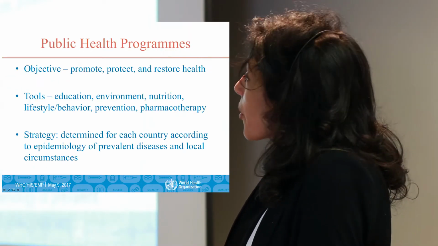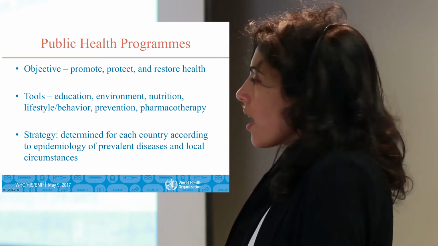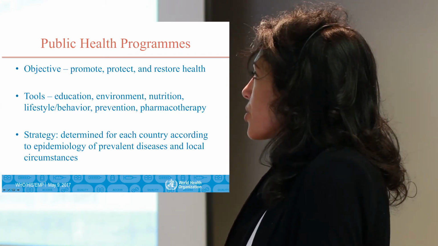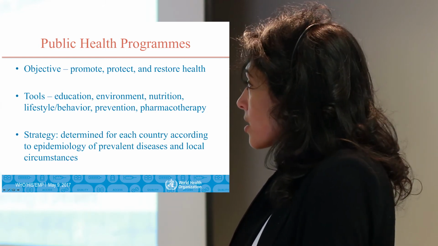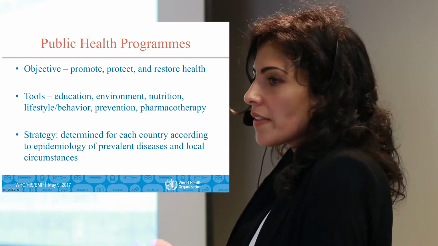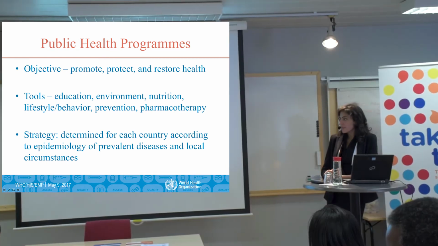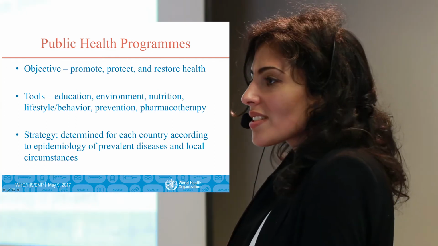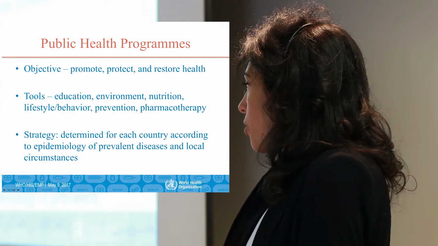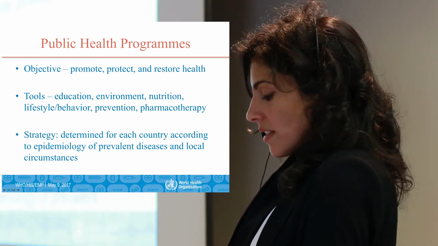When you have a public health program, the objective is to promote, protect, and restore health. The tools that are used include education, environmental measures, and a focus on nutrition, lifestyle and behavior prevention. Pharmacotherapy is just one part of several different types of interventions used in public health programs. And the strategy is determined by the country, according to the epidemiology or prevalent diseases that occur in the country.